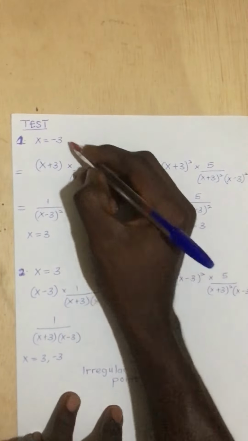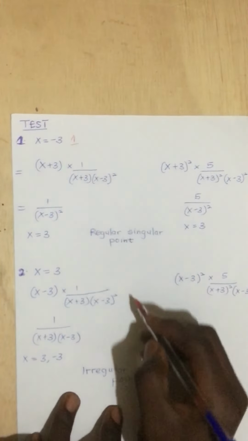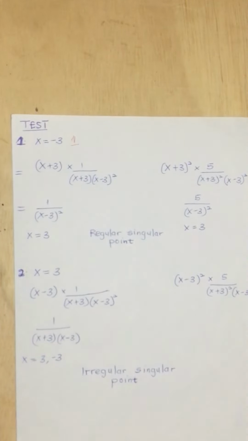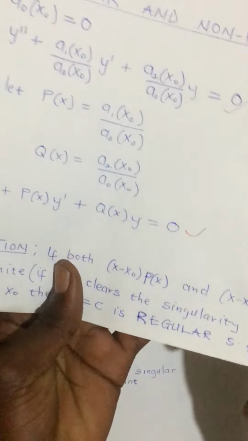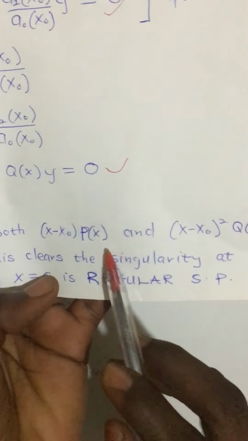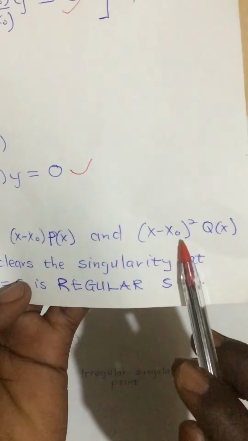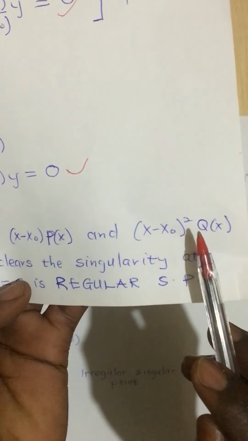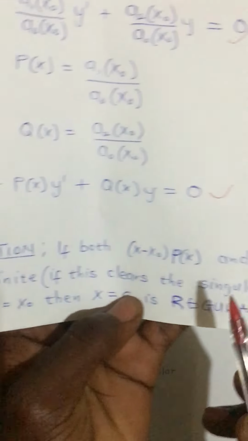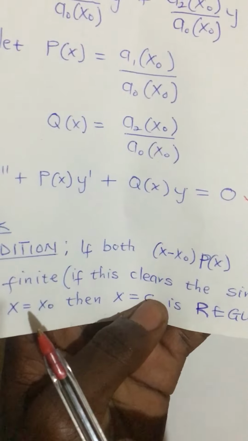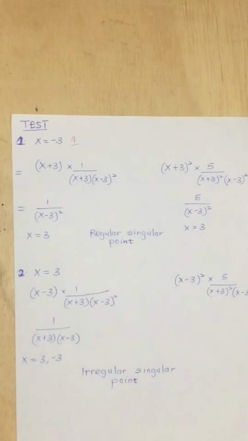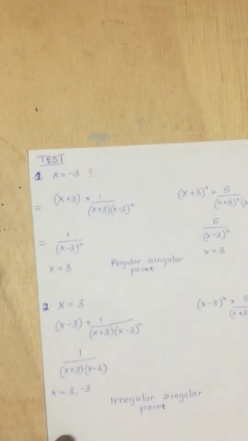So our first singular point is this. Now the condition states that if we multiply (x minus x naught) by p of x, and (x minus x naught) squared by q of x, and it clears the singularity at x equal to x naught, then we say it's a regular singular point. So we are going to apply that rule here.